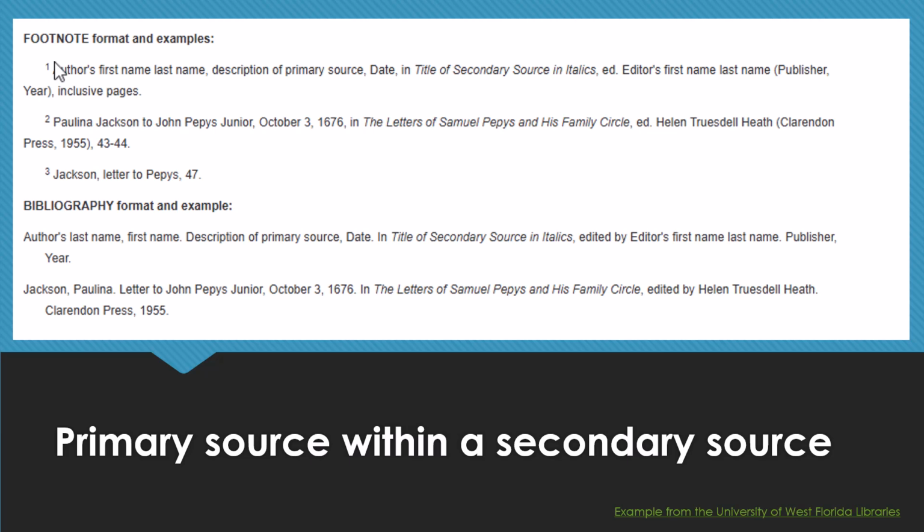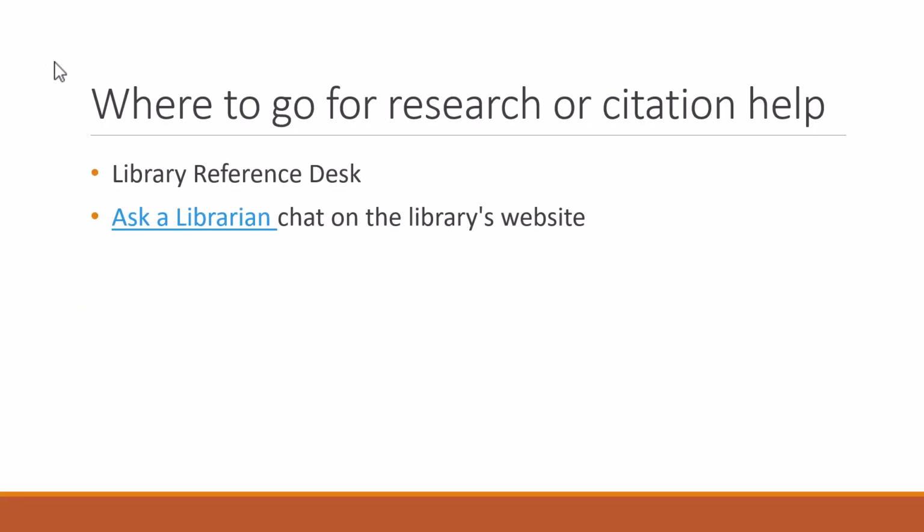So it starts with the letter writer's name, then a short description, and then the date, if we know it, and then the word "in," followed by the name of the book, the book's author, editor, and then the book's publication information. Citations and research for primary sources can certainly be tricky, so don't hesitate to reach out to a librarian or a writing tutor for support.